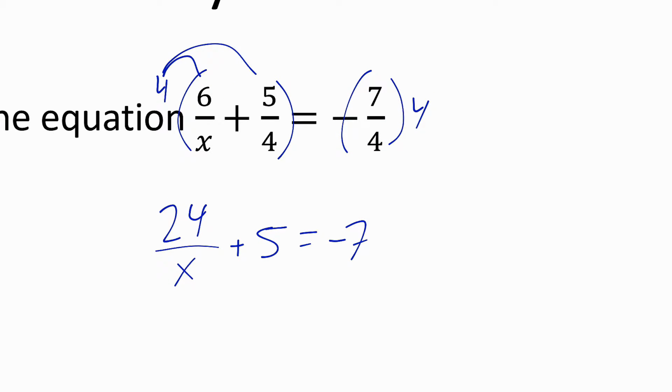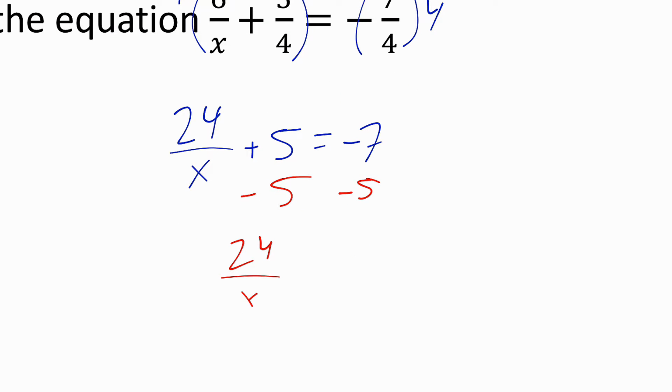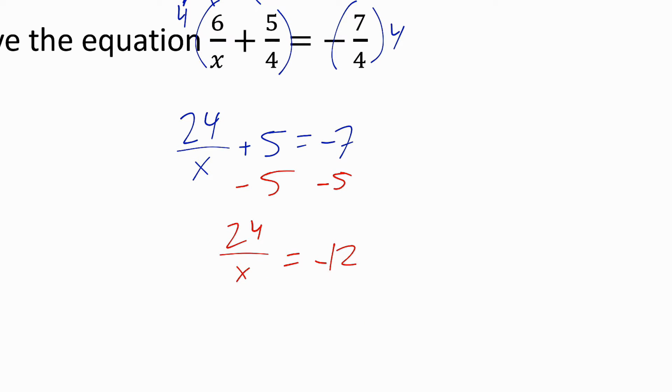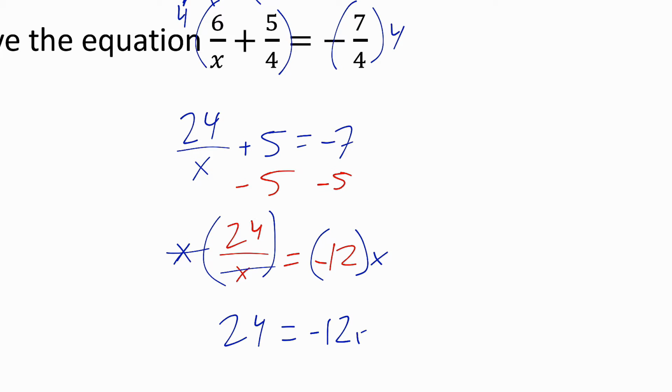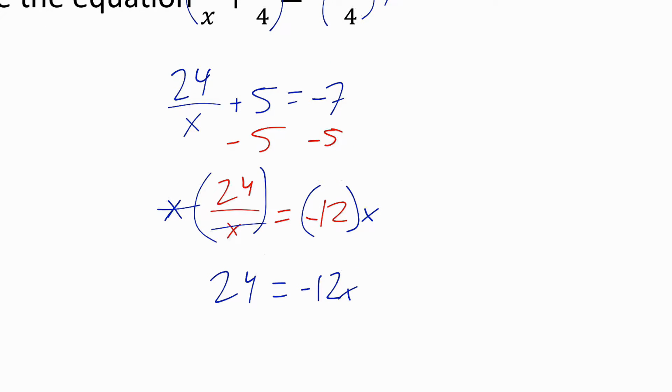From here, we can just subtract 5 from both sides, and we end up with 24 over x equals negative 12. Now to solve for x, we have to get it out of the denominator, so let's multiply both sides by x. On the left side, the x's cancel out, leaving just 24. On the right side, negative 12 times x is negative 12x. To finish solving for x, we divide both sides by negative 12, and we end up with negative 2 equals x.